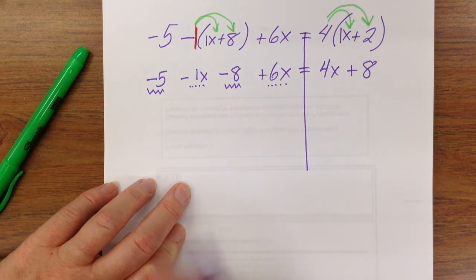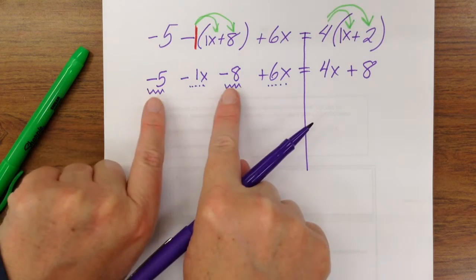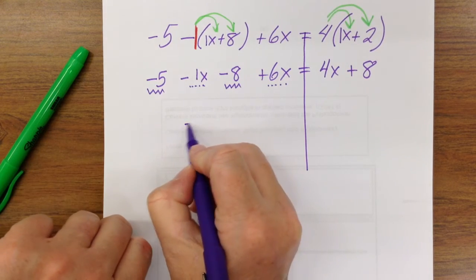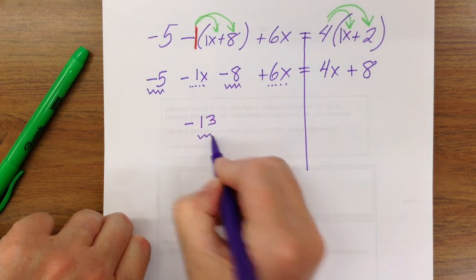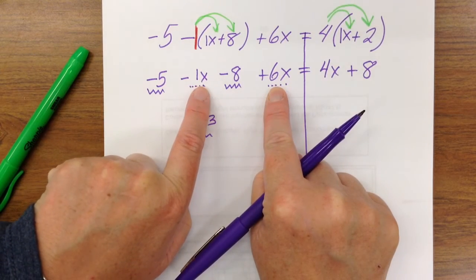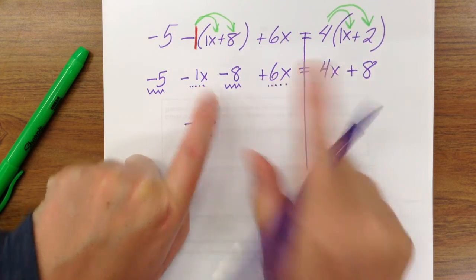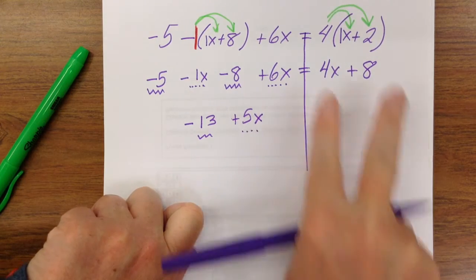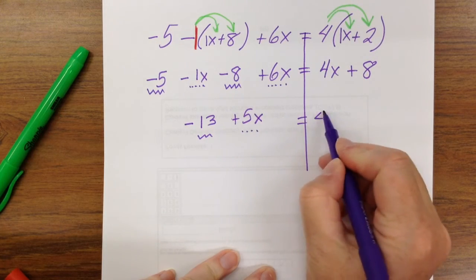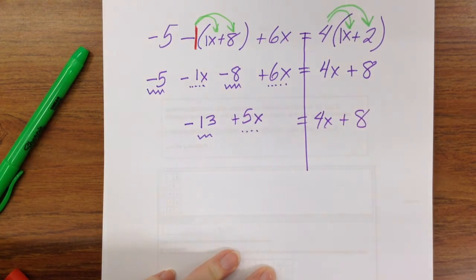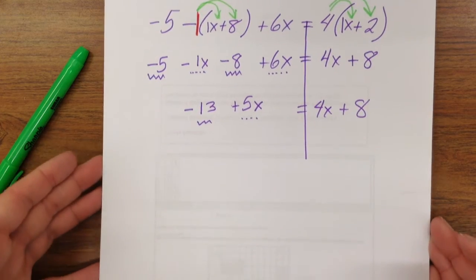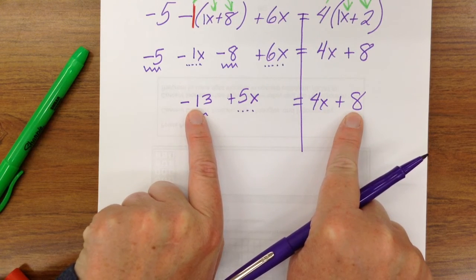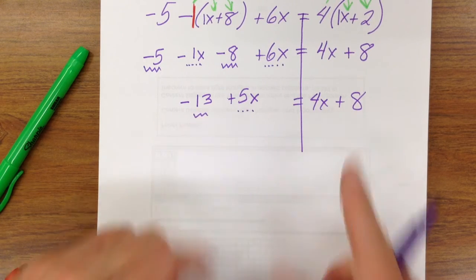So I'm going to go ahead on the left side and combine like terms. These are just straight up combining -5 and -8, -13. That's the squiggly part. -1x and +6x are +5. Don't forget the x's. Those are the polka dots. Bring it down now. Okay, we're in the home stretch. We're almost there. I now have x's on both sides, and I have non-x's on both sides. I don't want that.